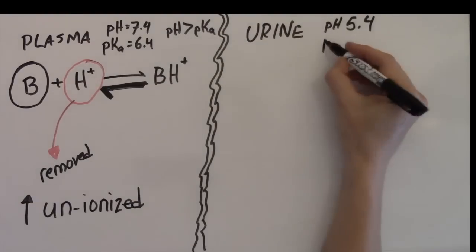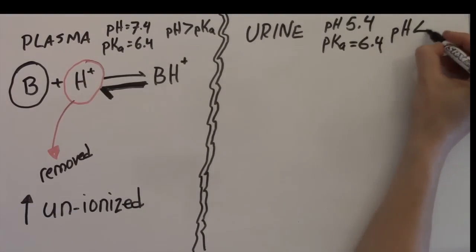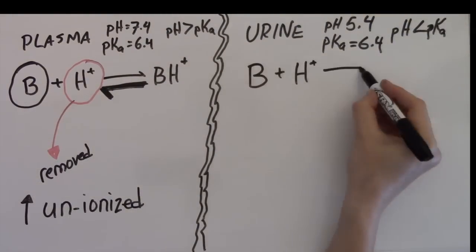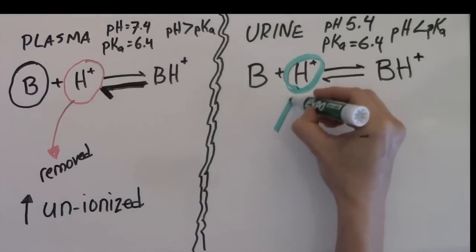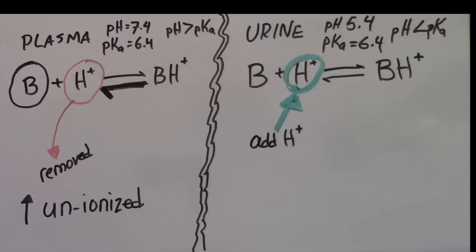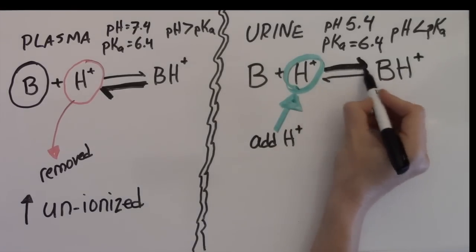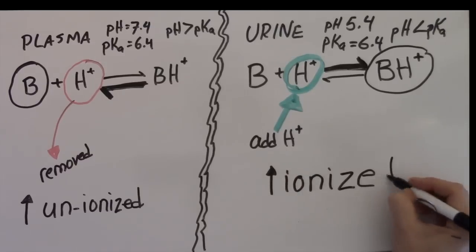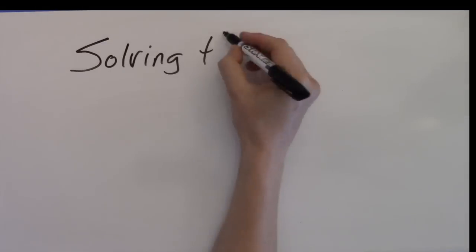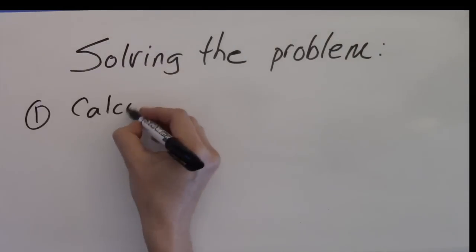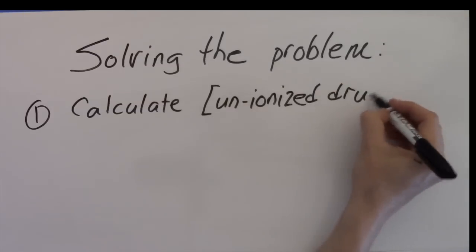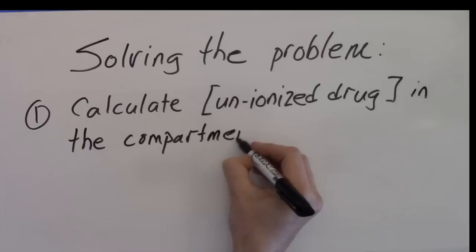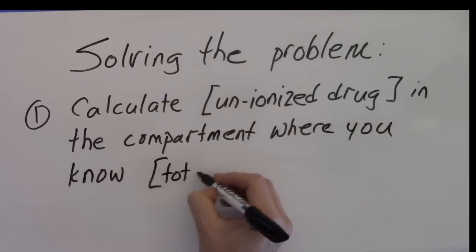Here, the pH is more acidic than the pKa. And so we have extra hydrogen ions, and these bind to the free base molecules that are floating around, and they shift the equilibrium toward production of the ionized form of the drug, BH+. Okay, so our first step in solving the problem is to calculate the concentration of un-ionized drug in the compartment where we know its total concentration.